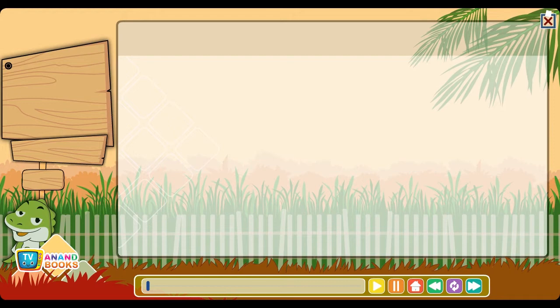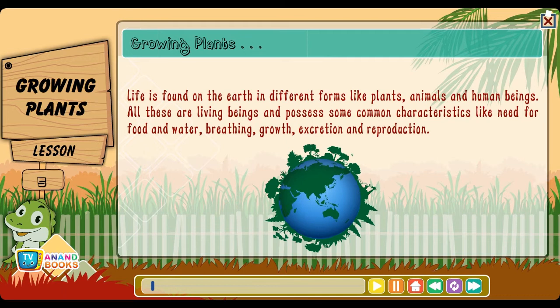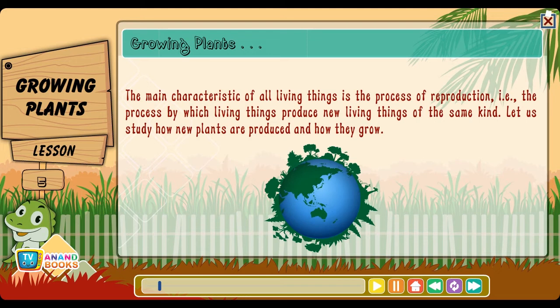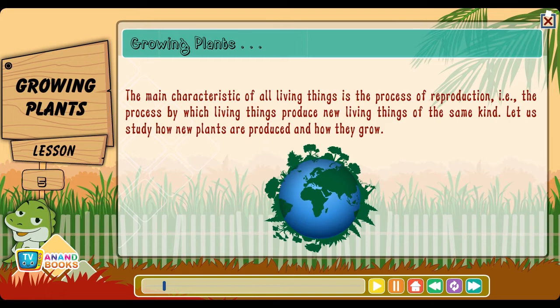Lesson 5. Growing plants. Life is found on the earth in different forms, like plants, animals, and human beings. All these are living beings and possess some common characteristics, like need of food and water, breathing, growth, excretion, and reproduction. The main characteristic of all living things is the process of reproduction. That is, the process by which living things produce new living things of the same kind. Let us study how new plants are produced and how they grow.